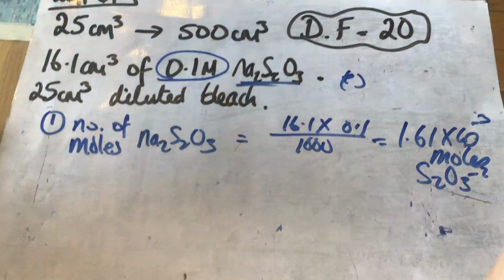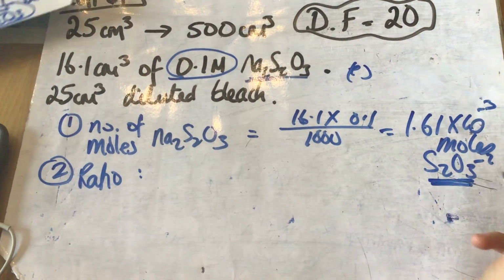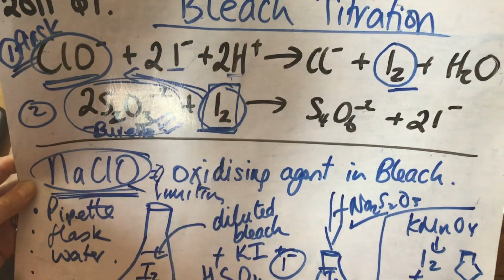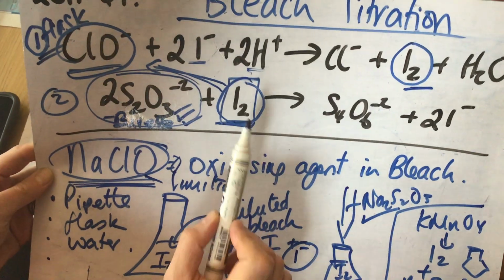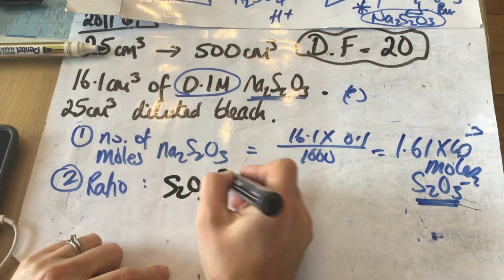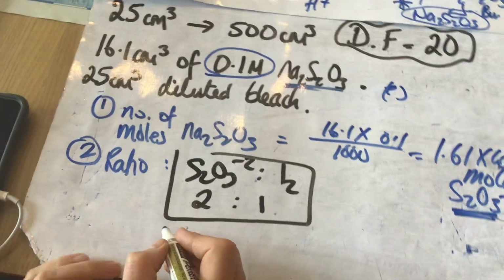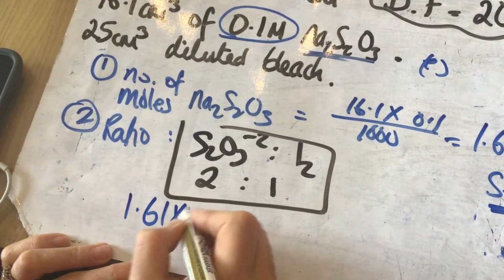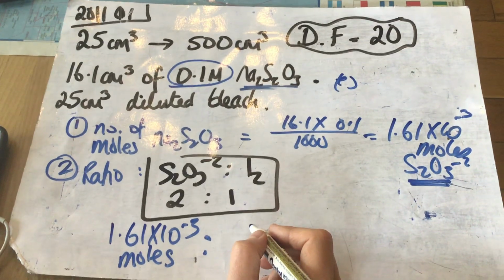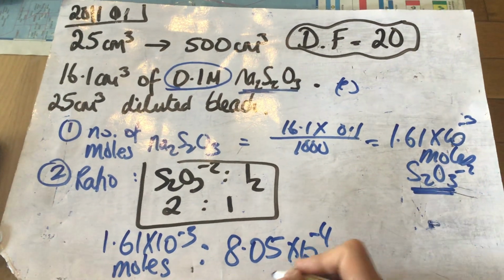Now, this is where the ratios are a little bit more complicated. So remember, your ratio is your step 2. Now, you know how much sodium thiosulfate, but look at this again for a second. So my first ratio is thiosulfate to iodine, 2:1. That's my first ratio, okay? So I know that I have 1.61 by 10 to the minus 3 moles of thiosulfate. So half of that to get the moles of iodine. When you do that, you get 8.05 by 10 to the minus 4 moles of iodine.